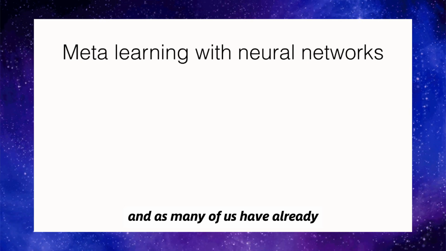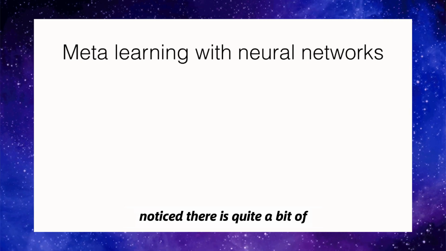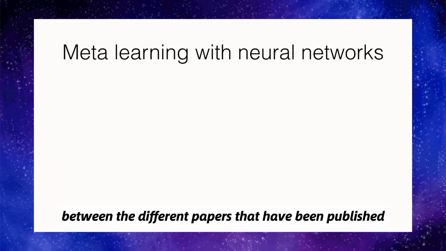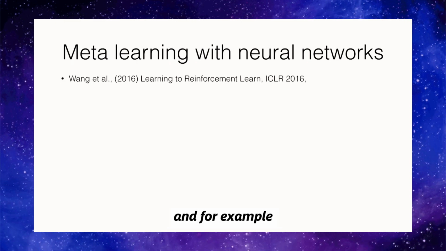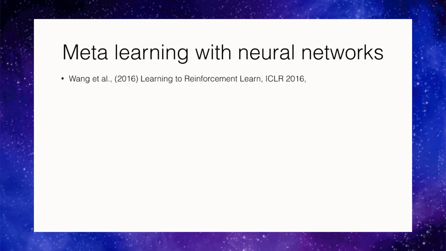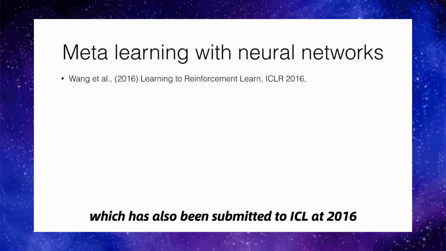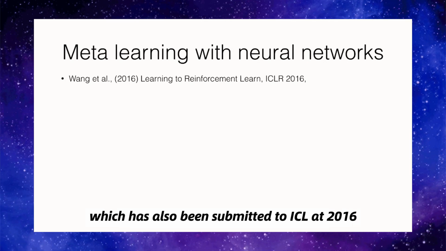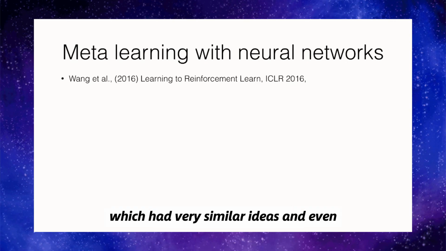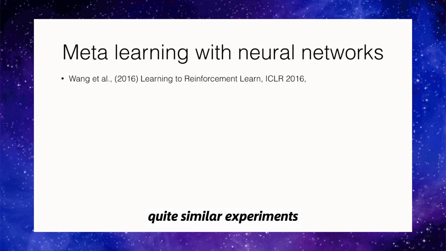I should say, meta-learning with neural networks has a pretty rich history. And as many of us have already noticed, there is quite a bit of mutual information between the different papers that have been published. For example, there's a paper by Wang et al. on learning to reinforcement learn, which has also been submitted to ICLR 2016. It's a DeepMind paper, which had very similar ideas and even quite similar experiments.